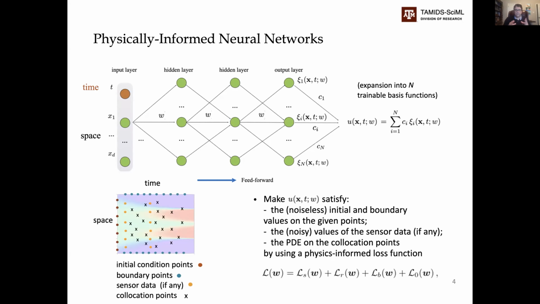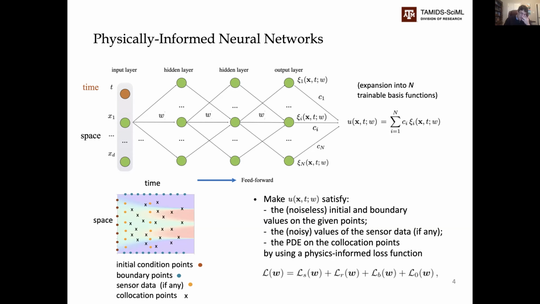This is going to be enforced at the collocation points. Essentially, the loss function of the neural network that you're trying to minimize will enforce agreement with the initial condition, the boundary points, the sensor data, and the collocation points. So basically, that's the idea: you just train a neural network as you usually do.